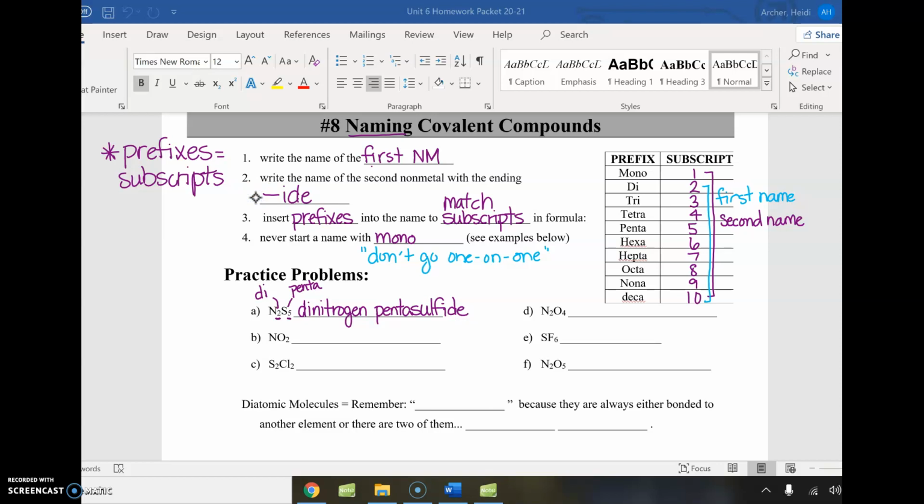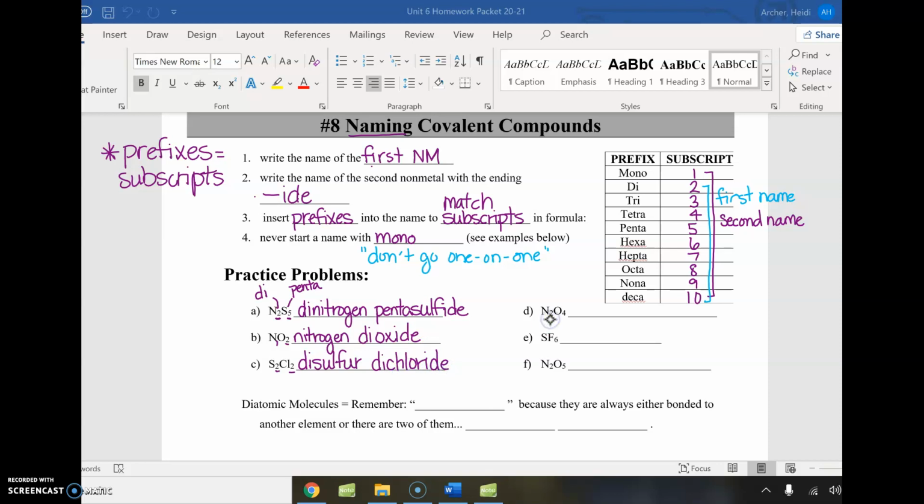In B, we can see that we do have an assumed subscript of 1 there. And again, it's on the first name, so we know we're not going to use it. So we're just going to call this what it is, nitrogen. But then I do have a subscript on oxygen that's going to correspond with the prefix di. And then oxygen is going to turn into oxide because I'm going to add that IDE ending. Going to the next one, we have the prefix of 2 on sulfur, so disulfur. Again, we don't change the ending on the first name. And then I have another prefix of 2 on chlorine, so it's going to be dichloride. Again, I change the ending on the second name.